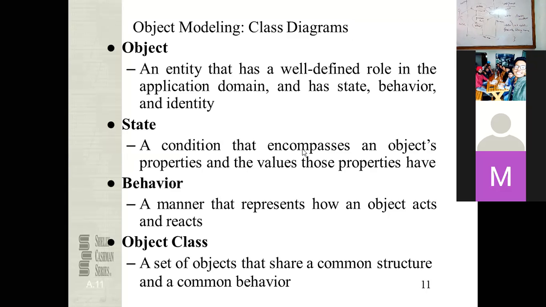Next is object modeling and class diagram. We know what an object is. An object is an entity that has a well-defined role in the application domain and has state, behavior and identity. A state is a condition that encompasses an object's properties and the values those properties have. A behavior is a manner that represents how an object acts and reacts. An object class is a set of objects that share a common structure and a common behavior, or simply a class is called an object class.